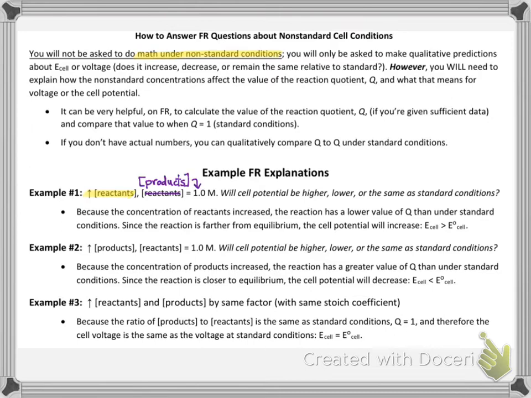That's for the second one. So increasing reactants, the concentration of products remaining standard. The second one is saying, okay, I'm increasing the concentration of products, but the reactants are staying standard. And the third one says, hey, I'm increasing both of them by the same factor, or honestly, decreasing them both by the same factor. So this is just a summary of the three most common changes.